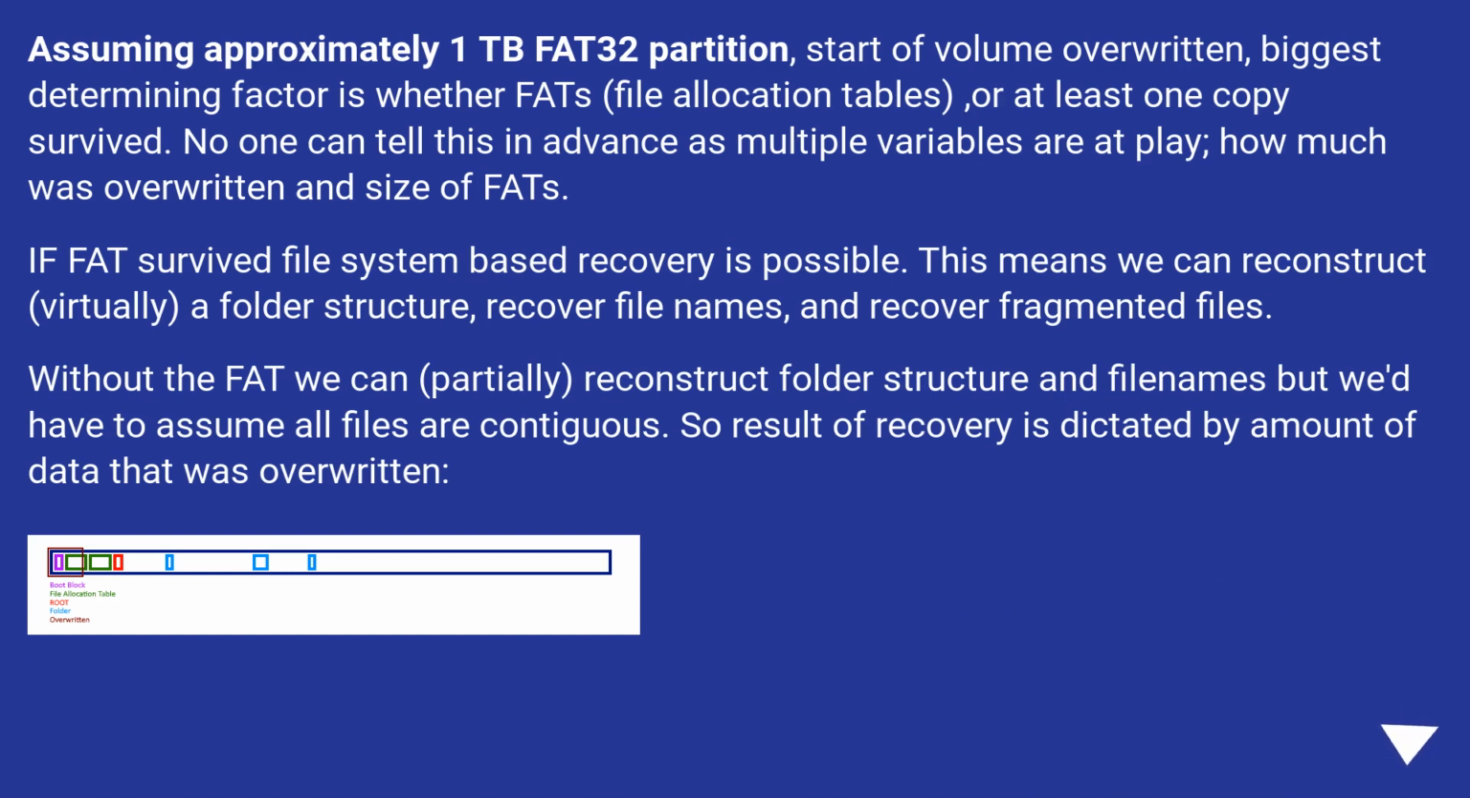Assuming an approximately 1 TB FAT32 partition with the start of the volume overwritten, the biggest determining factor is whether the FATs, file allocation tables, or at least one copy survived. No one can tell this in advance as multiple variables are at play, how much was overwritten and the size of the FATs. If the FAT survived, file system-based recovery is possible. This means we can reconstruct, virtually, a folder structure, recover file names, and recover fragmented files. Without the FAT we can, partially, reconstruct folder structure and file names, but we have to assume all files are contiguous. So the result of recovery is dictated by the amount of data that was overwritten.